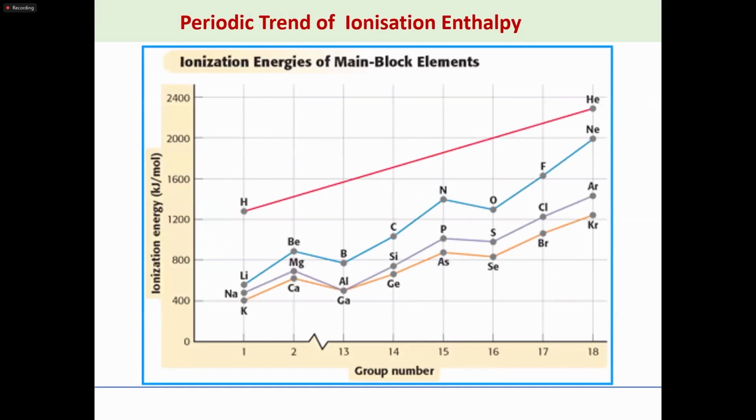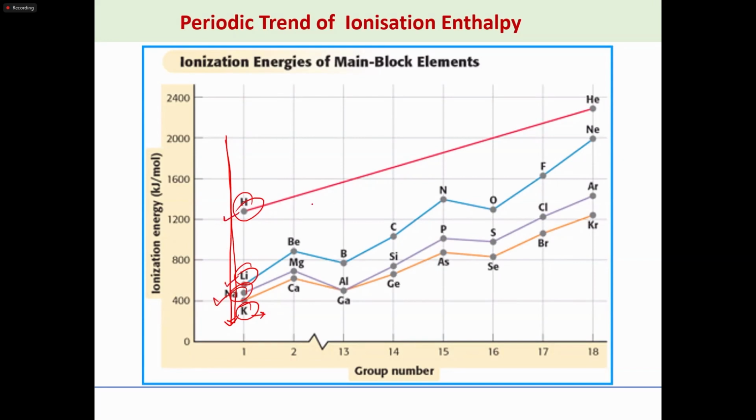So here we can see easily that going down the group, this is hydrogen, lithium, this is sodium, this is potassium. The ionization enthalpy value is decreasing. That means that to remove one electron from potassium is very easy compared to sodium, lithium, and hydrogen.